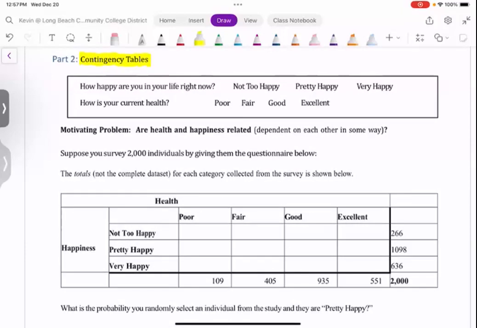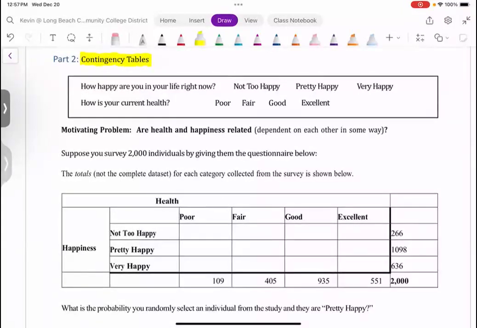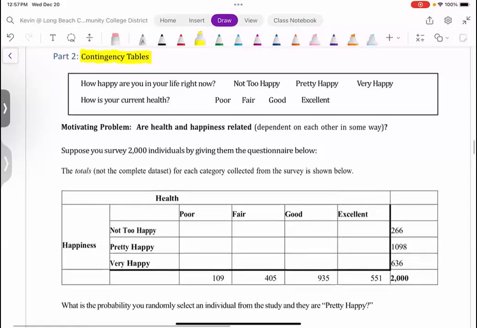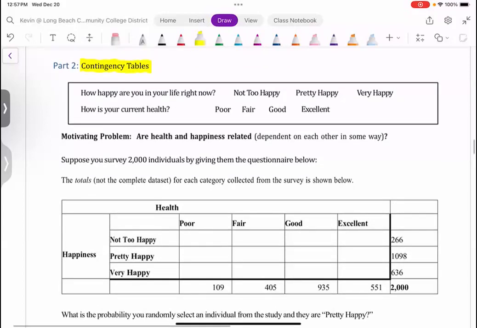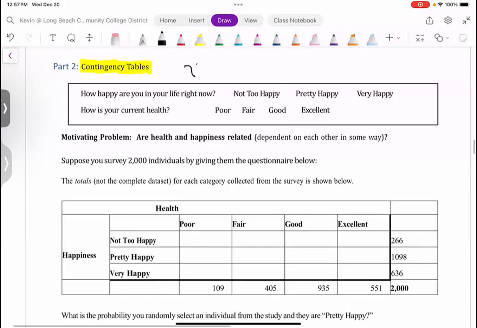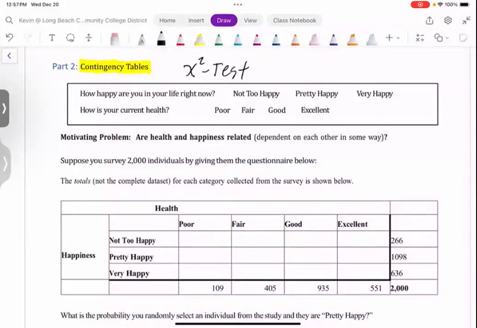Now you'll notice I don't have any values in here. All I have are the row, which are left and right, and the column totals. That actually is all we are going to need for this. We are going to be using a chi-squared test, is what it's called. And this is a test for independence. And so does health have anything to do with being happy? Or are they independent things?